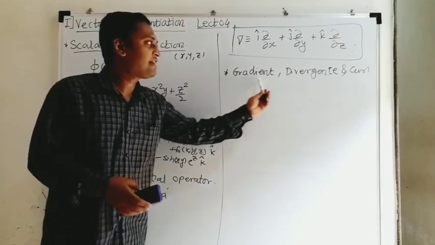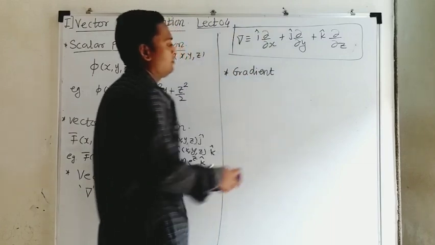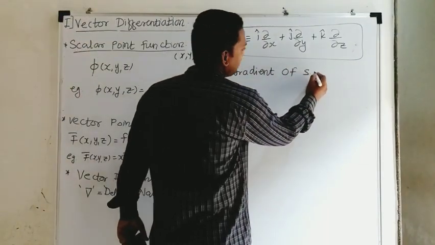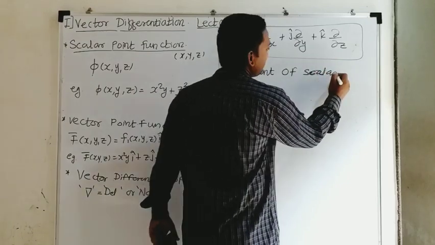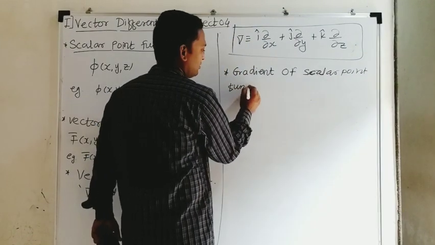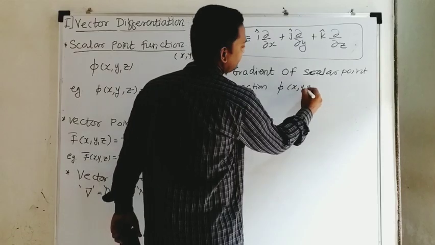First I will define the gradient. Gradient we determine of a scalar point function phi of x, y, z.